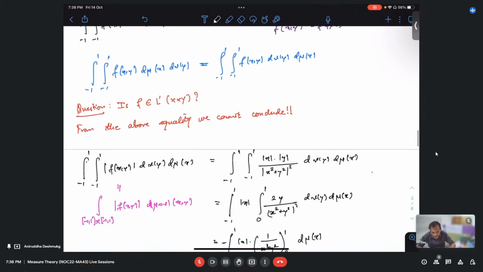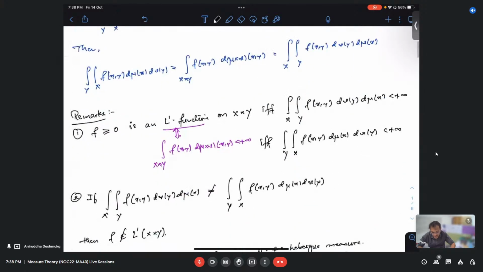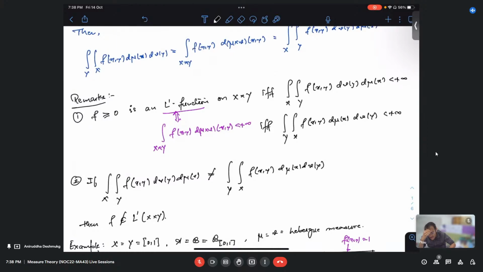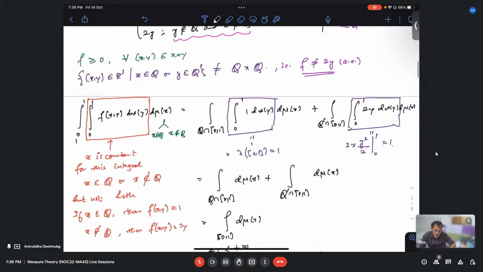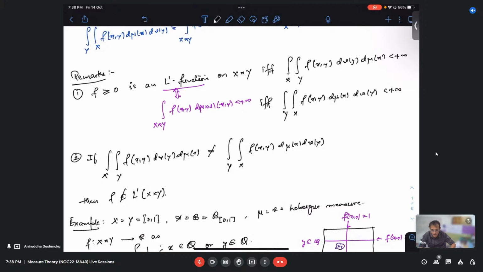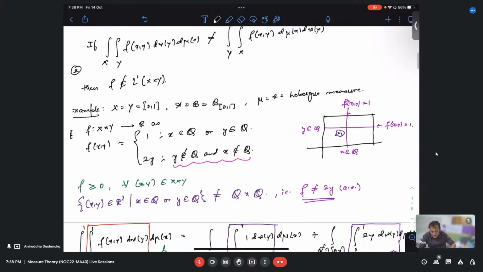So why are we doing all this? Because there are some important remarks that I made: if something is non-negative, then it is an L1 function if and only if one of the two iterated integrals is finite. And if the iterated integrals are not finite, then f is definitely not L1. So we have seen the first one throughout: under the assumption that f is non-negative, one of these becoming finite makes f L1. And if we drop the assumption that f is non-negative, then this may not be true. We have seen that these two integrals are equal, they are very well finite, but f is not an L1 function.